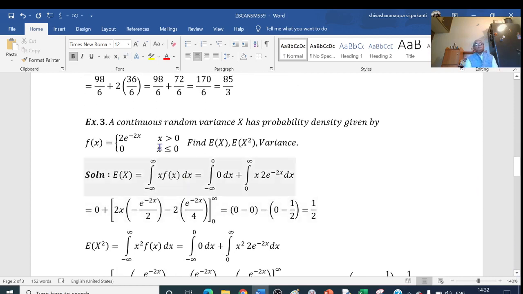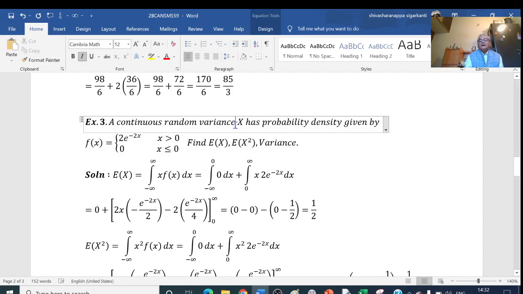One more example. The continuous random variable x has probability density function given by f(x) = 2e^(-2x) if x is greater than 0, and its value is equal to 0 if x is less than or equal to 0. That is, in all other cases, only when x is greater than 0 is this our f(x); otherwise, its value is equal to 0. Find E(x²) and variance.